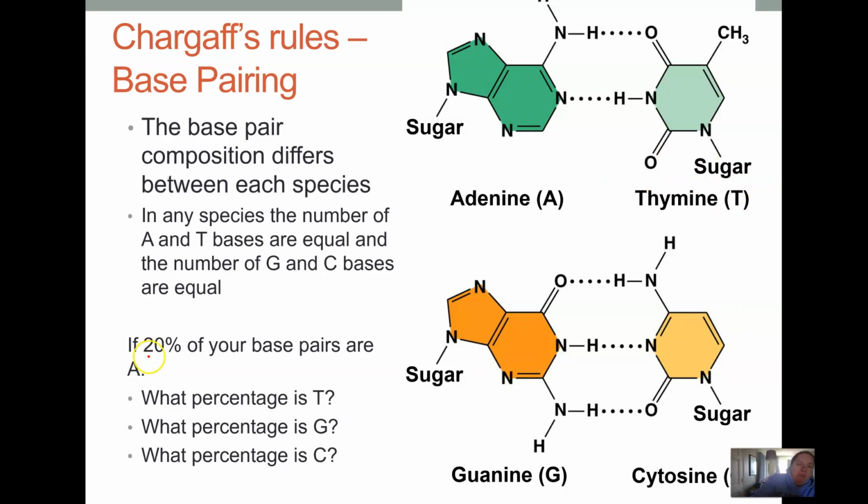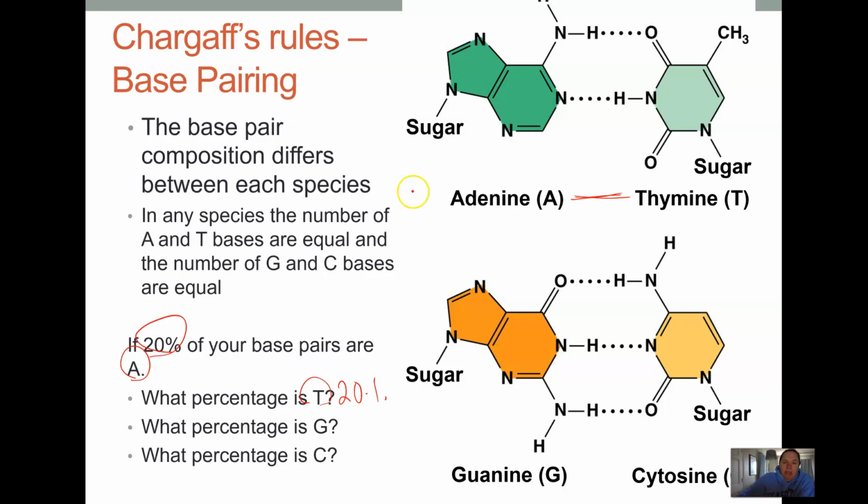So remember, if 20% is adenine, and adenine and thymine always pair together, you know that thymine has to be the same, right? We have to have 20% be thymine. So here's the question. Can you figure out how much C and G there are? Pause the video if you can't figure it out. Take some time and ask yourself how much of your DNA would be guanine and how much would be cytosine.